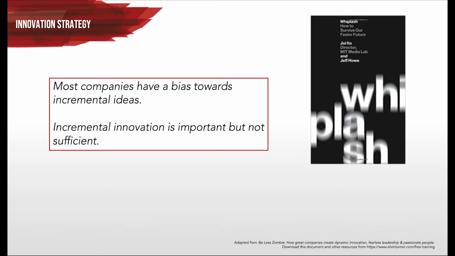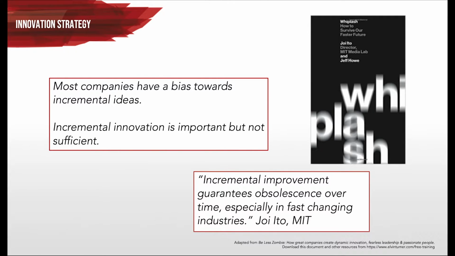And I really recommend this book to you, Whiplash. It's a couple of years old now, but there's some really great insights in there that give you an idea about how fast things really are moving. And its author, Joey Ito, who used to head up the MIT Media Lab, says this: incremental improvement guarantees obsolescence over time, especially in fast changing industries. Now, that's quite a strong statement. Guarantees obsolescence over time.